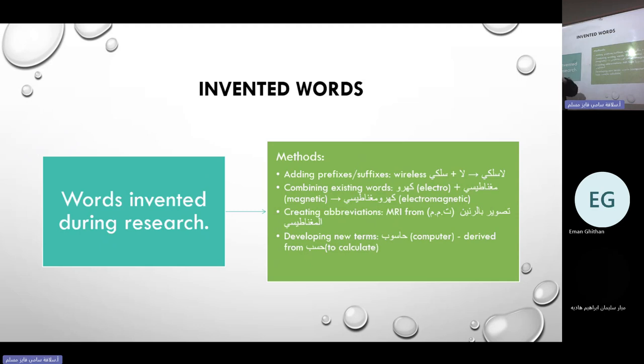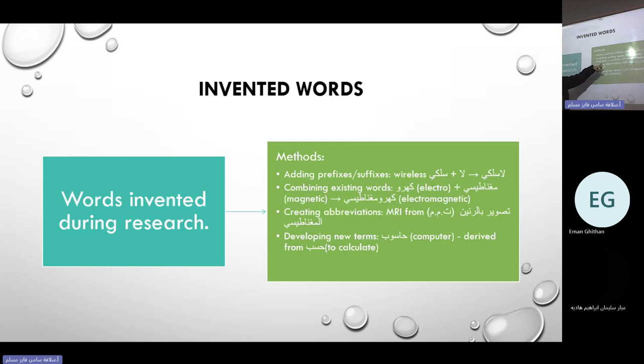Sally, go on. Adding prefix, suffix. Adding either a prefix. What is a prefix? The thing that you put before the word. Suffix in the end. In the end, yes. Wireless, لا سلكي, the لا is the prefix.